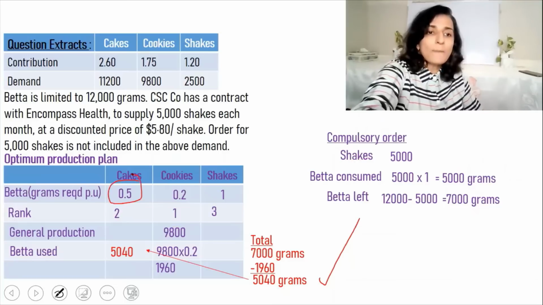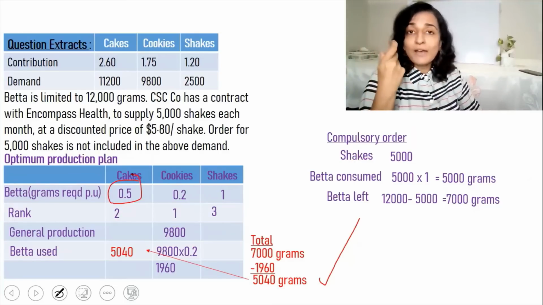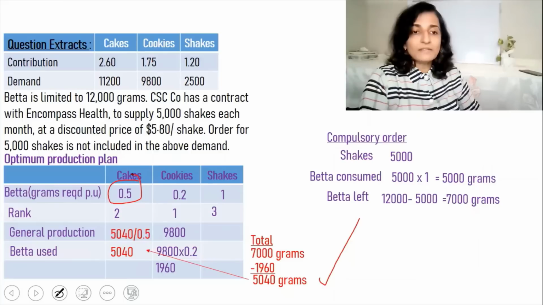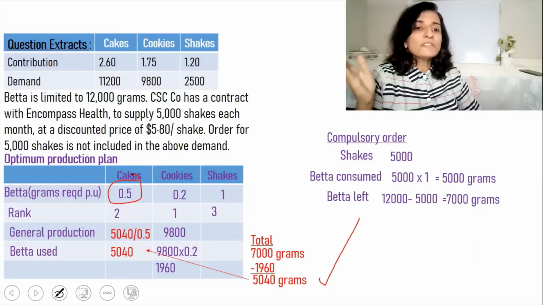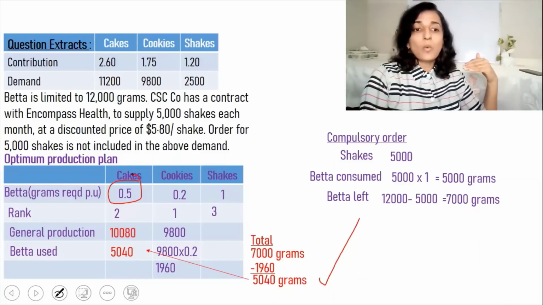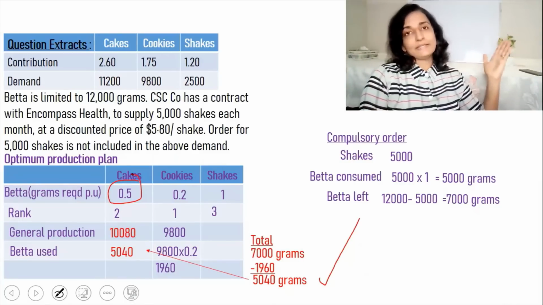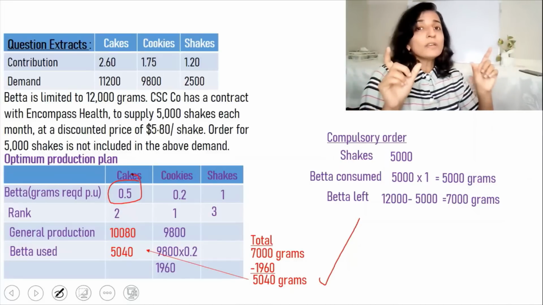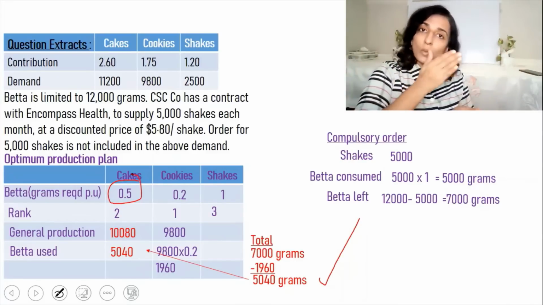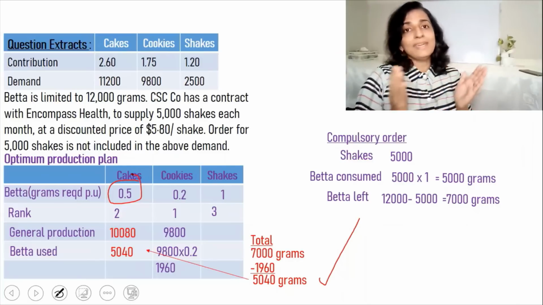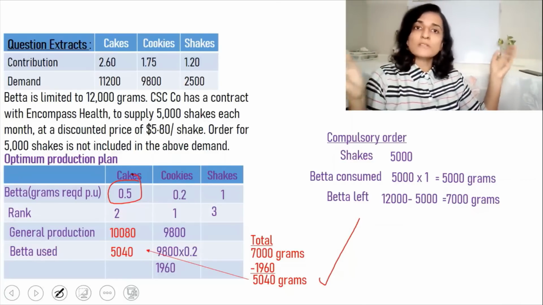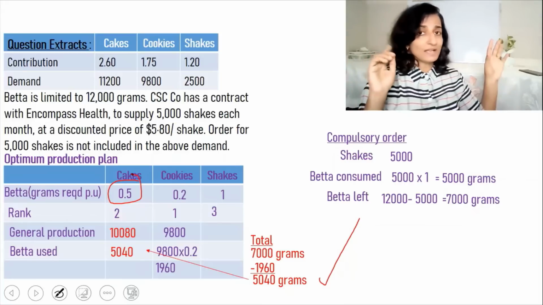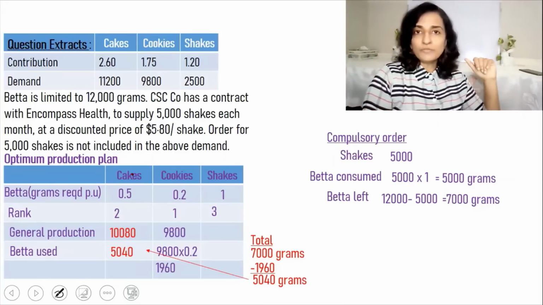And how many cakes can we produce? One cake requires 0.5 grams. So if you have 5,040 grams of beta, then you can produce 5,040 divided by 0.5, which is 10,080 cakes. So the maximum quantity of cakes that we can manufacture with the balance beta that is available is only 10,080 cakes. So that is the optimum production. Now we cannot produce anything more because we don't have any beta left with us.